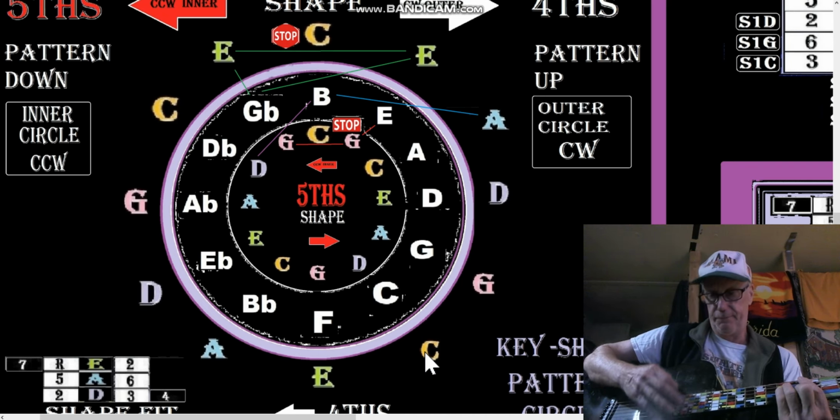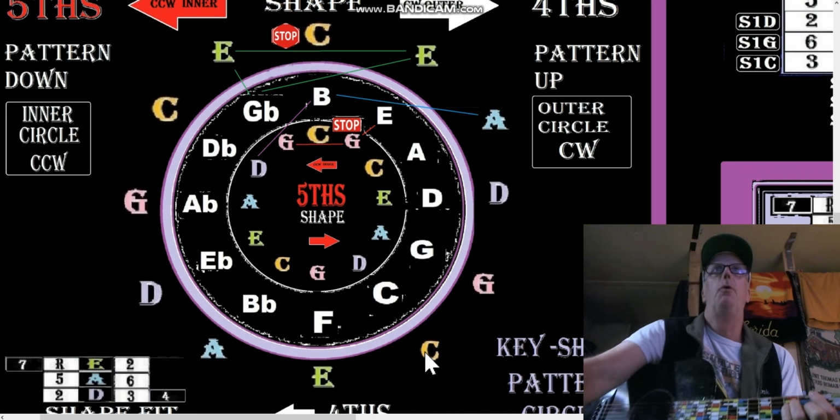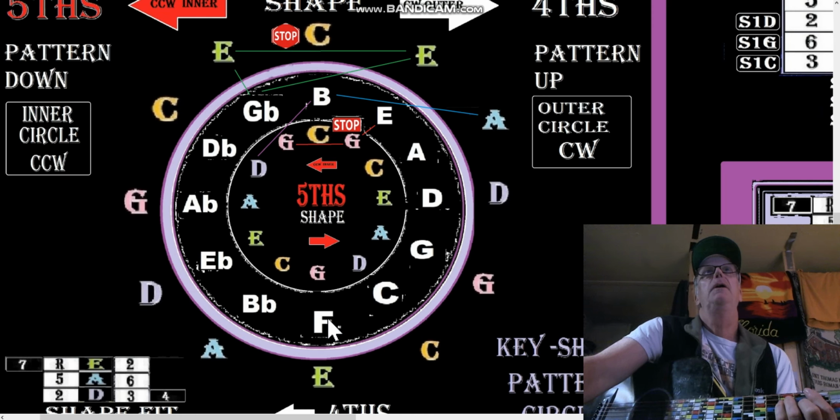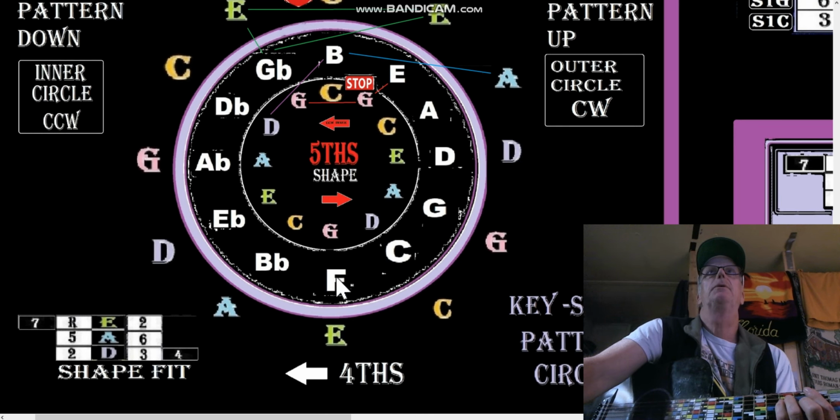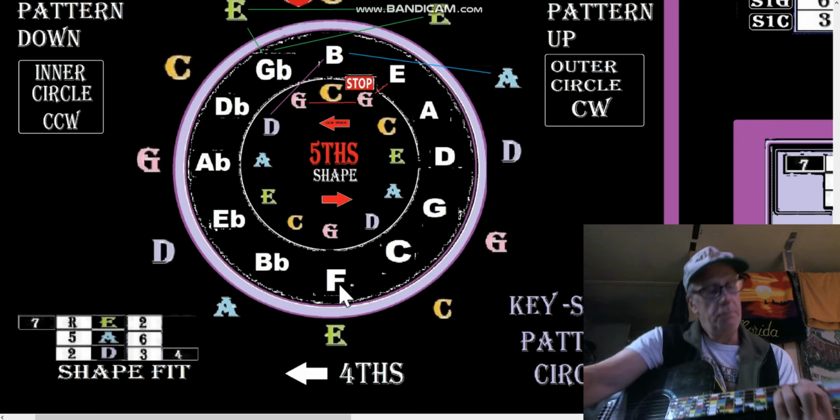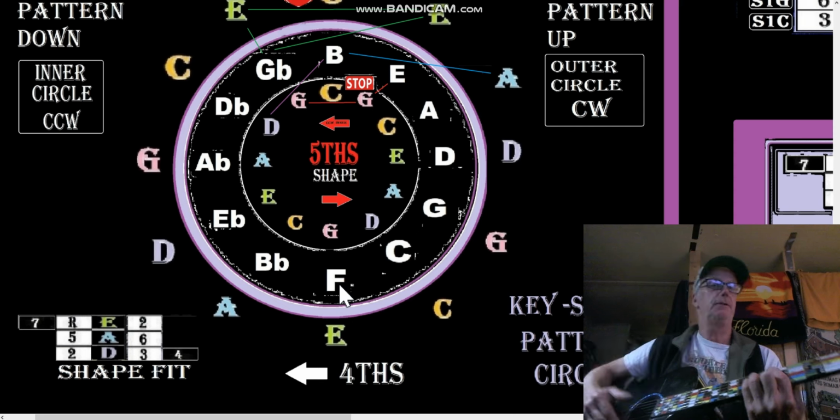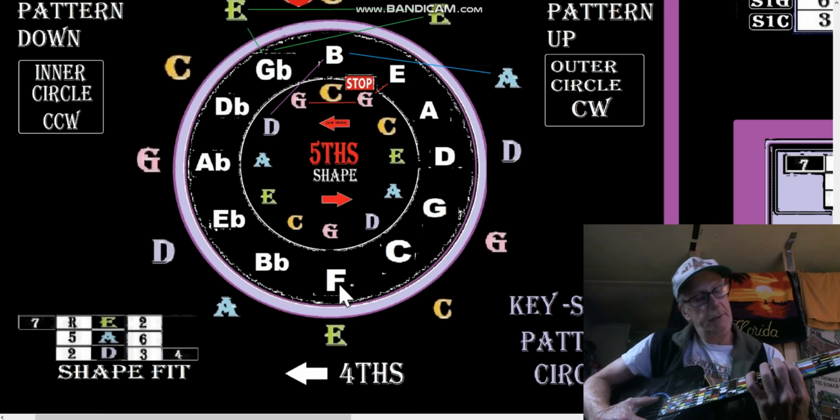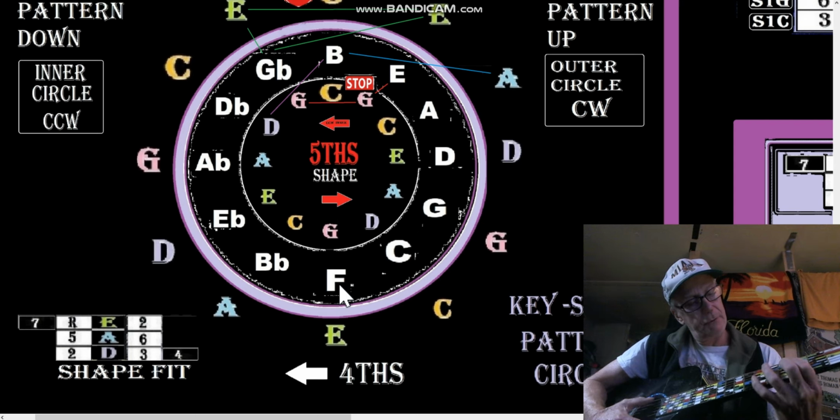Back to the F. But what's more important is shape movement, and that's where we're going to look at shape fit here. If we have an F here and we want to go to its fourth, which is B flat, all we have to do is move that pattern up. So if we have a 5, 6, 7, root, 2 right there in the key of F, right?